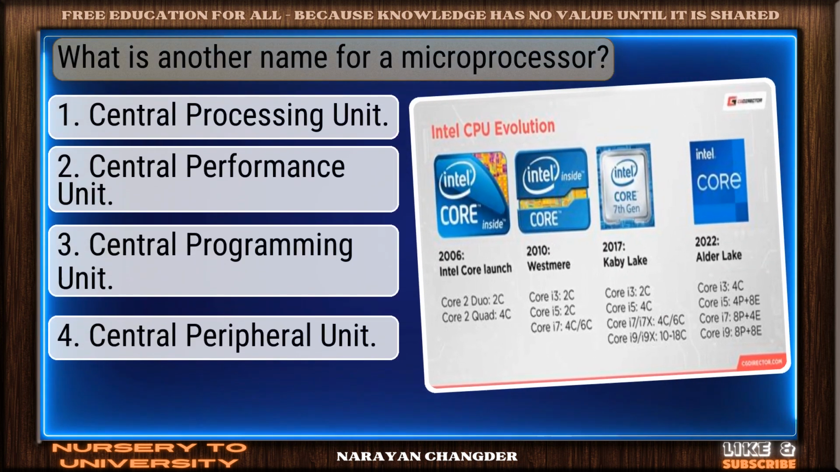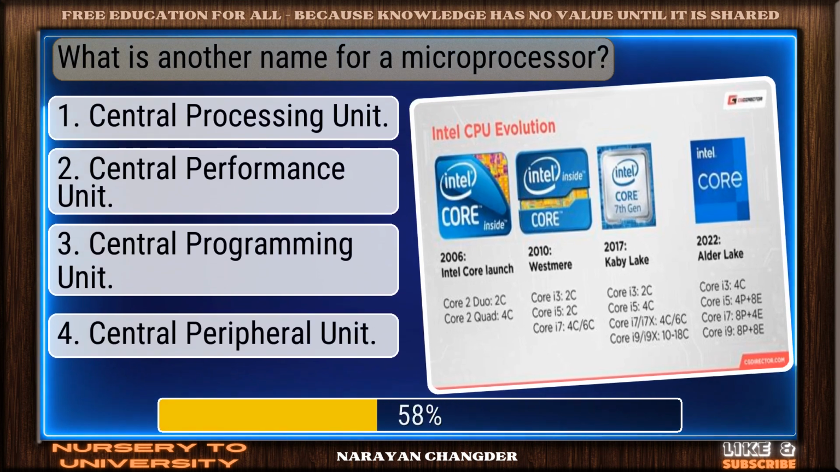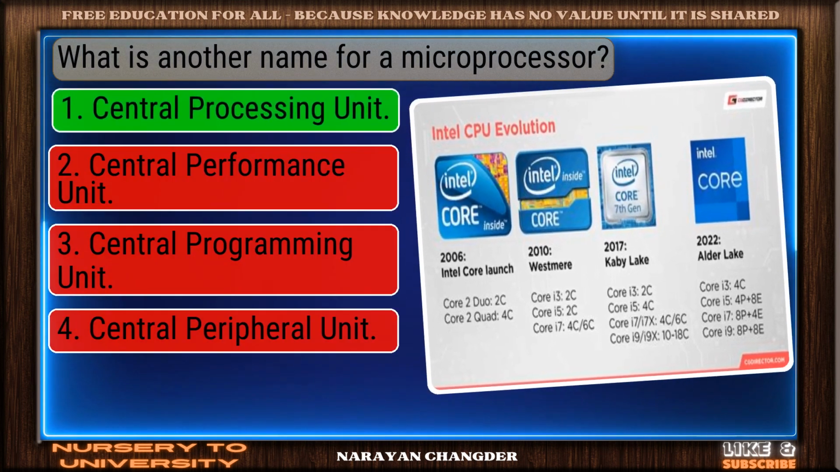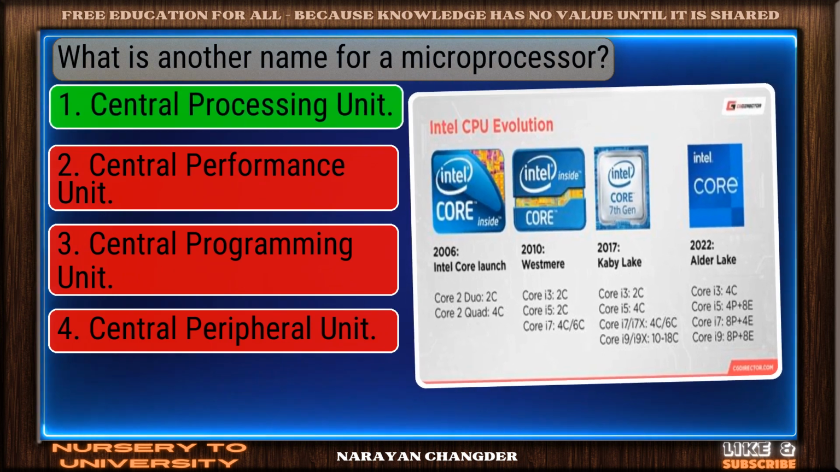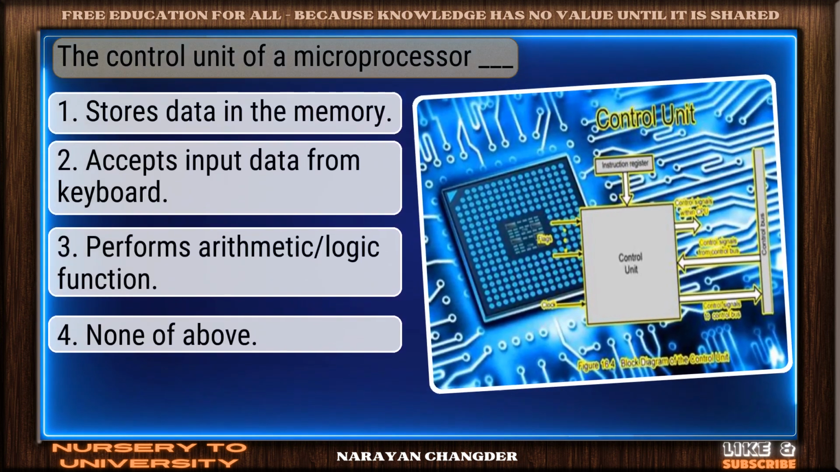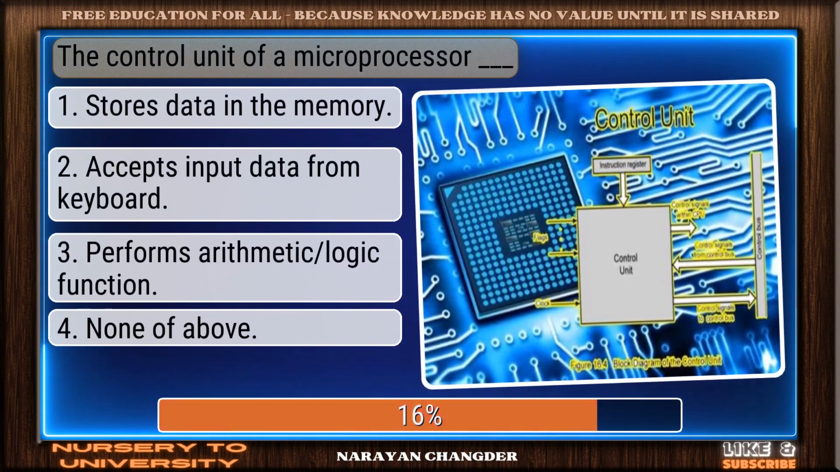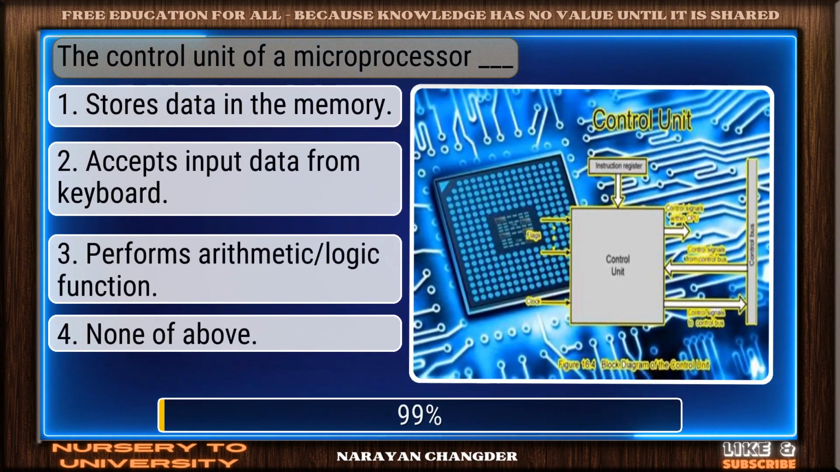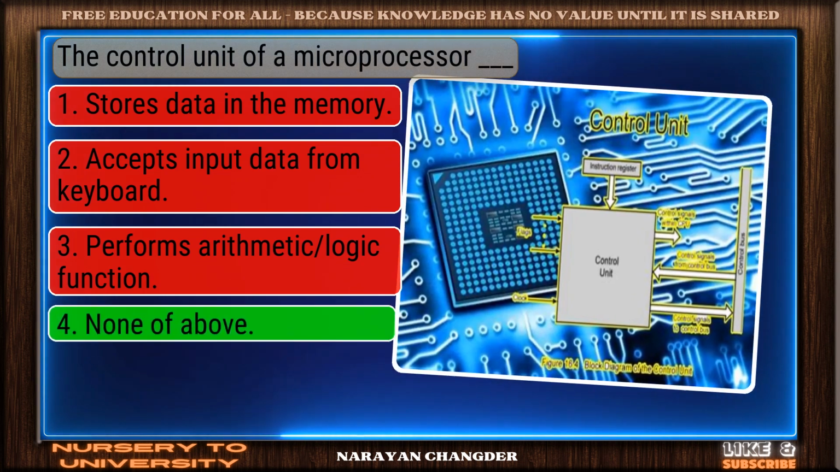Question number 31. What is another name for a microprocessor? Solid response. Central processing unit is a valid choice. Question number 32. The control unit of a microprocessor dash. Right choice. None of the above is the best answer.